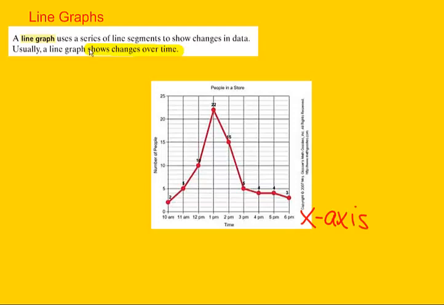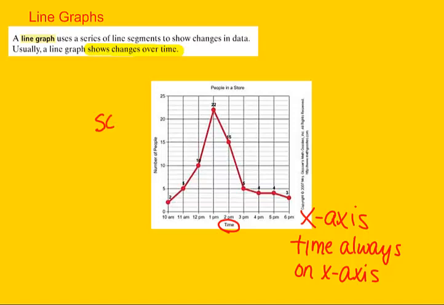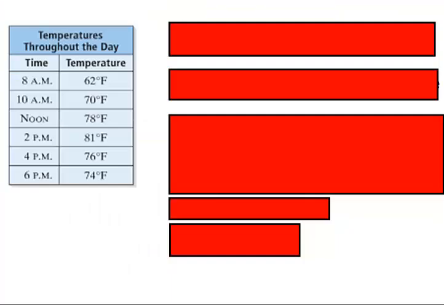On the x-axis, we always list the time. The time may be in hours, like this graph, or it may be in years or months, days. It can be anything related to time. On the y-axis, we always list the scale. The scale may go up by ones, as in this case. Every line is one person. Or it may go up by 2s, 5s, or 10s.